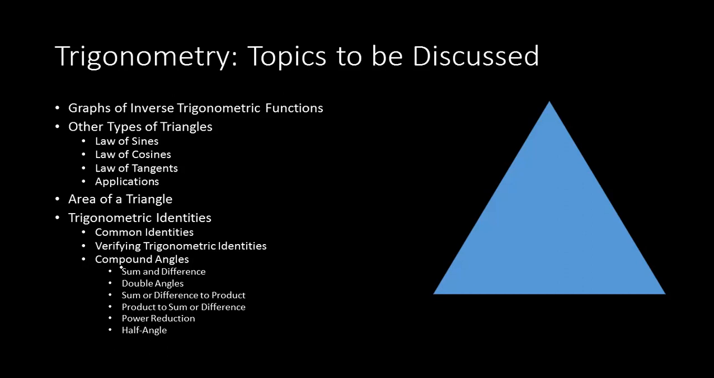Then here we have compound angles. So here, you will learn more about what if, in a given trigonometric function, you have compound angles. When I say compound angles, it doesn't involve only one angle, but more than one angle. So here we will have a lot of subtopics in compound angles, which are sum and difference, double angles, sum or difference to product, then product to sum or difference, power reduction, and half angle.